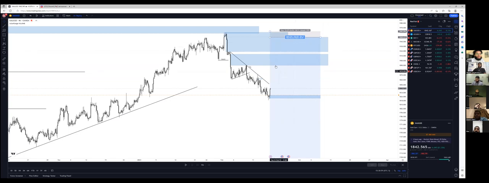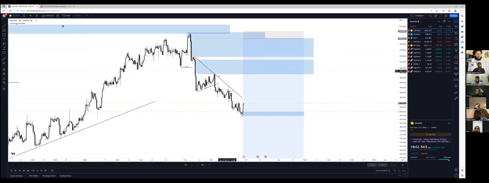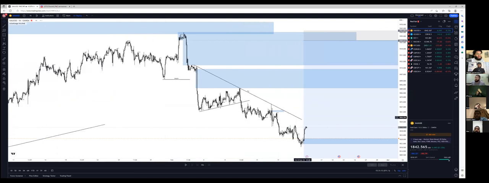So once this area gets fulfilled and distribution starts taking place, and we get another change of character, and then last point of supply, we can now look to sell the market back down. But up until price approaches here, we've got to look for buy opportunities. So what buy opportunities can we see here?